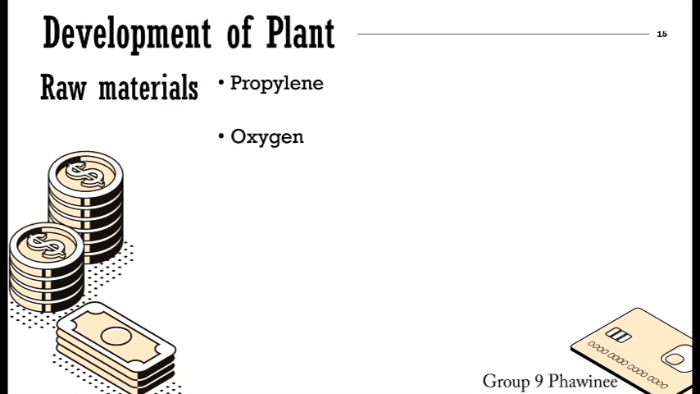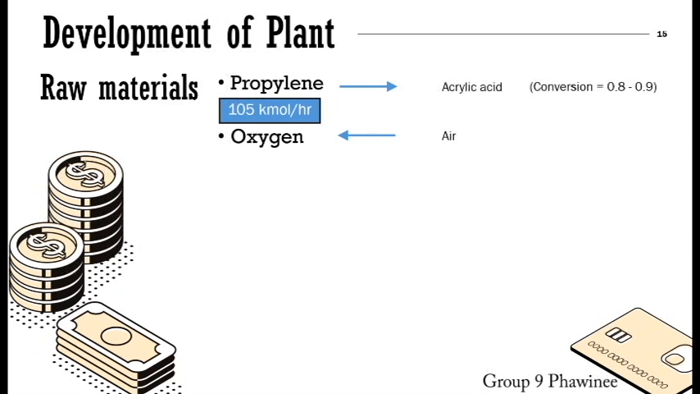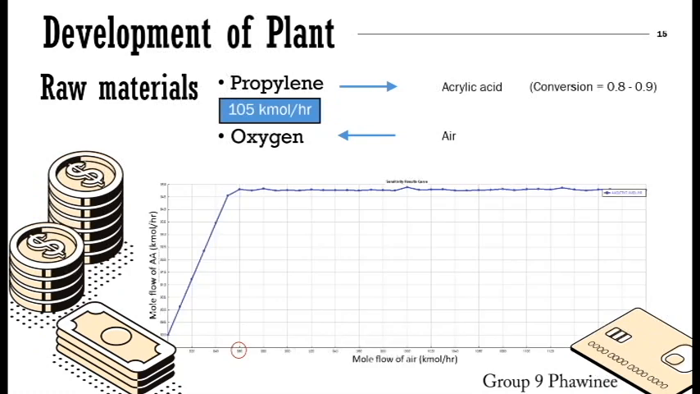The next topic is development of plant. First of all, the amounts of raw materials, propylene and oxygen, are considered. The amount of propylene is calculated from the conversion of propylene to acrylic acid and by running the simulation. On the other hand, the oxygen in the process comes from air. The effect of air feed flow rate on the amount of acrylic acid production out from the reactor is studied by sensitivity analysis in Aspen Plus, as shown in the figure. The use of 860 kmol per hour of air provides the desired acrylic acid production. At a lower amount of air, the compressor's electricity will be lower.